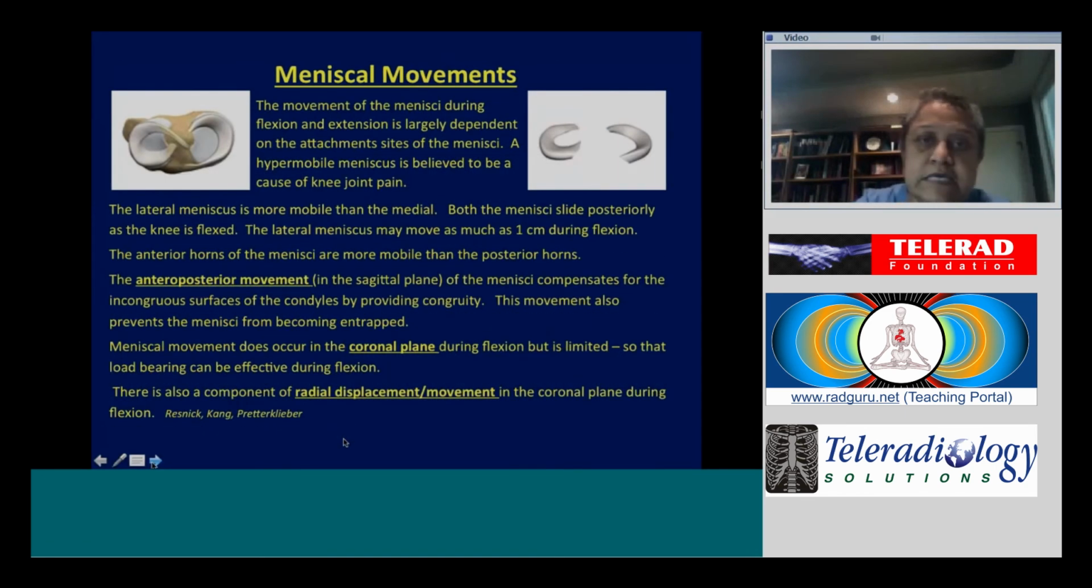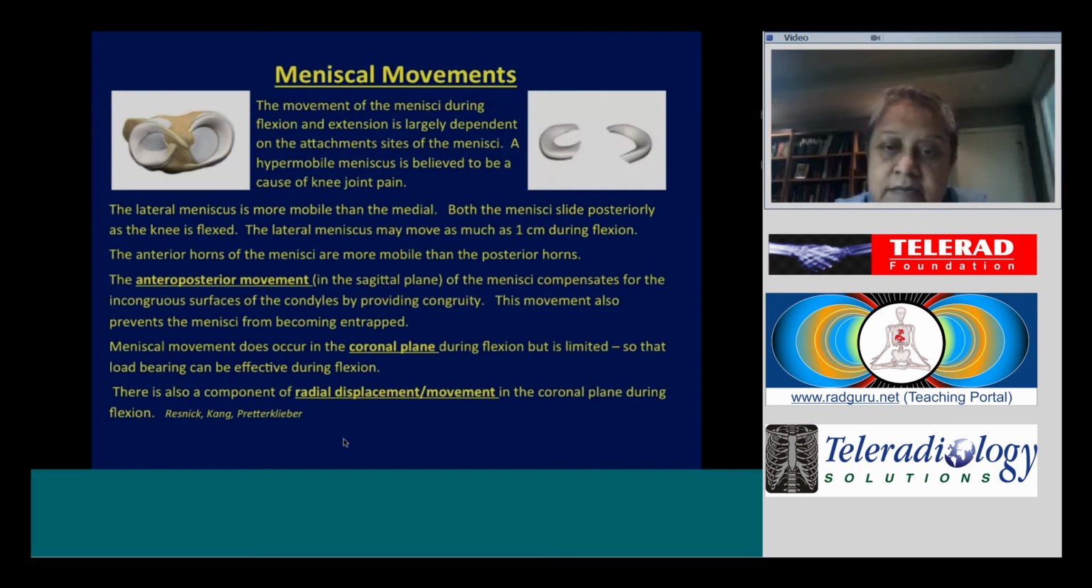What about meniscal movements? The movement of the menisci during flexion and extension is largely dependent on the attachment sites of the menisci. A hypermobile meniscus is believed to be a serious cause of knee joint pain. Now, let us look at this. The lateral meniscus is more mobile than the medial. Both the menisci slide posteriorly as the knee is flexed. Because the lateral meniscus is more mobile, it may move as much as 1 centimeter during flexion. The anterior horns of the menisci are more mobile than the posterior horns.